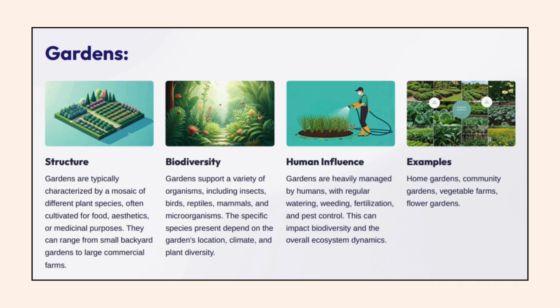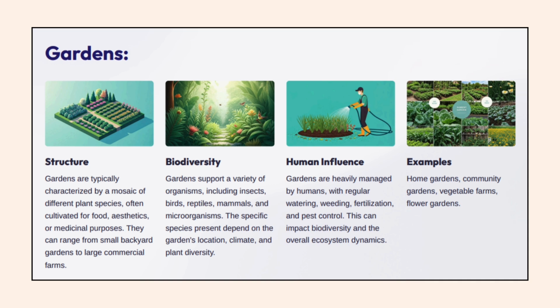Alright, so first, let's talk about gardens. So for the structure, gardens are typically characterized by a mosaic of different plant species, often cultivated for food, aesthetics, or medicinal purposes. They can range from small backyard gardens to large commercial farms.